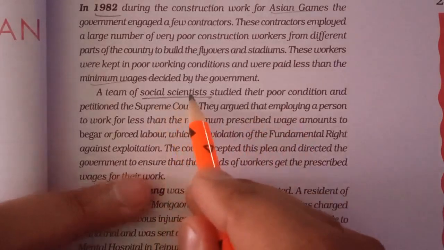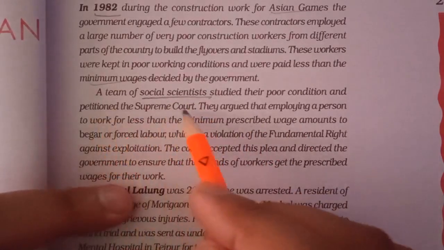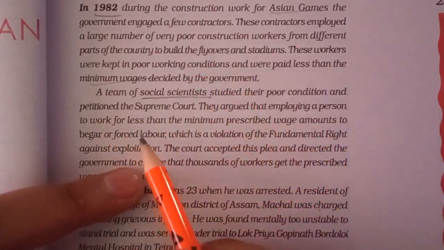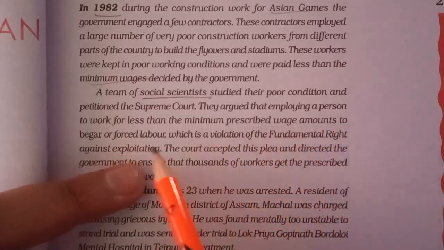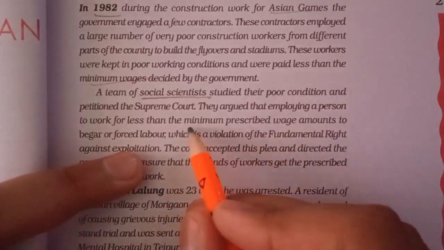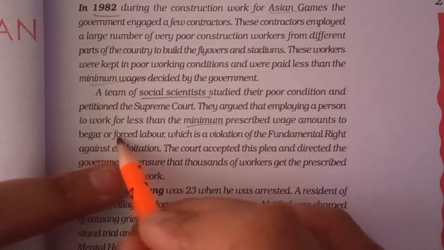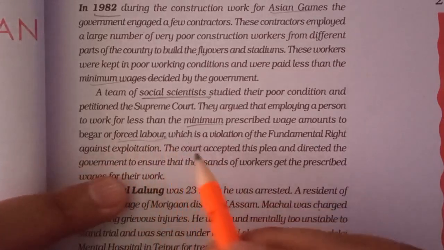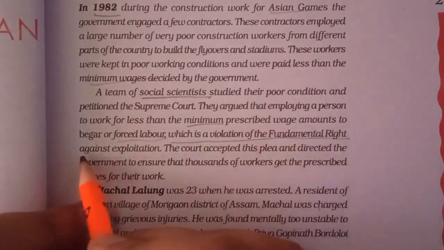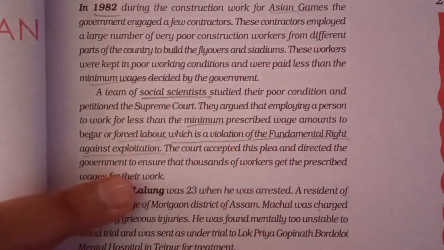So these social activists filed a complaint in the Supreme Court regarding this incident, and they argued that employing a person for less than the minimum prescribed wage amounts to beggar or forced labor. If they employed many workers and were not paying them the minimum wages set by the government, they were promoting forced labor, which is a crime and a violation of fundamental rights. They were violating the workers' fundamental right against exploitation. It means they were exploiting them.